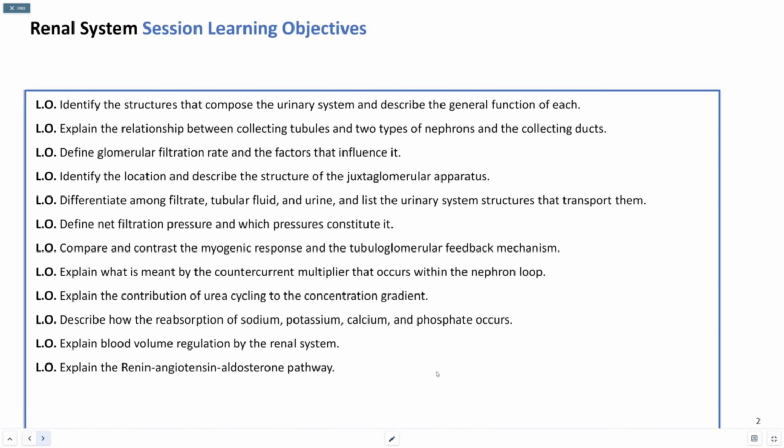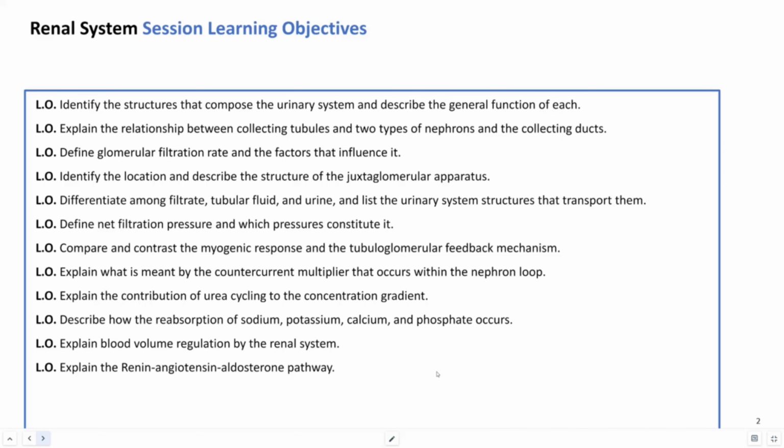Today's module is the renal system. In this session, we'll cover the following learning objectives. Identify the structures that compose the urinary system and describe the general function of each. Explain the relationship between collecting tubules and two types of nephrons and collecting ducts.